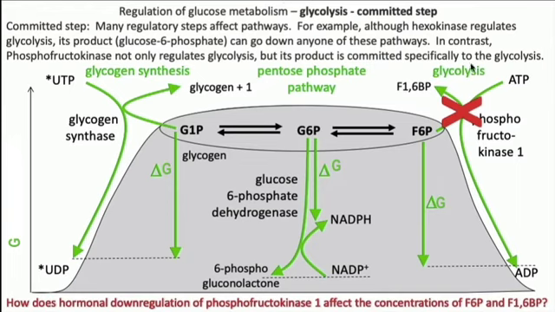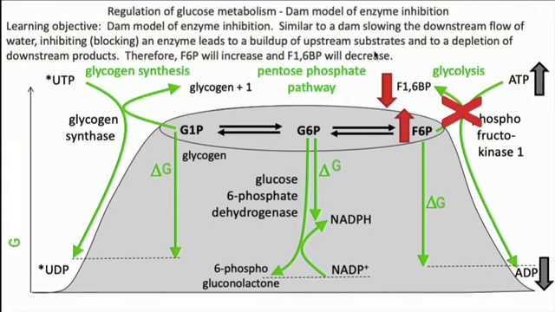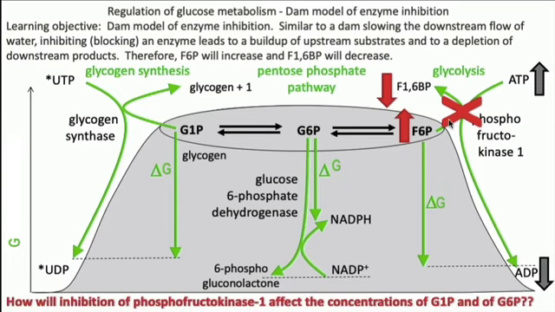When phosphofructokinase 1 is inhibited, much like water going over a dam, the upstream substrate, fructose 6-phosphate, will build up, whereas the downstream product, fructose 1,6-bisphosphate, will be decreased because you're not making it as much. Now, how will that affect the concentration of glucose 1-phosphate and glucose 6-phosphate?